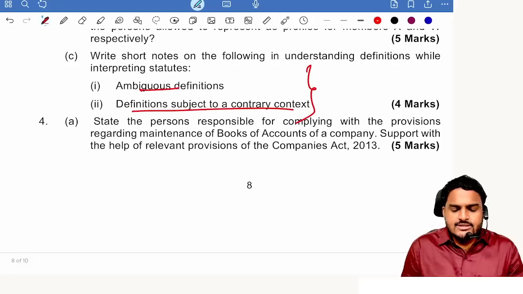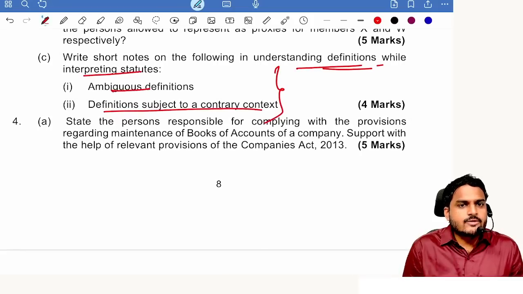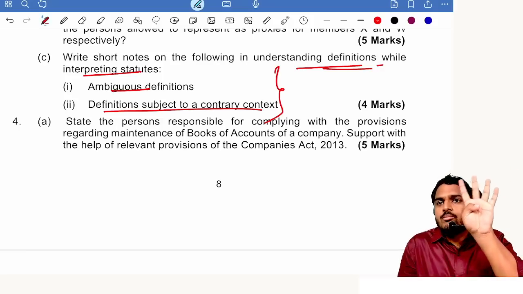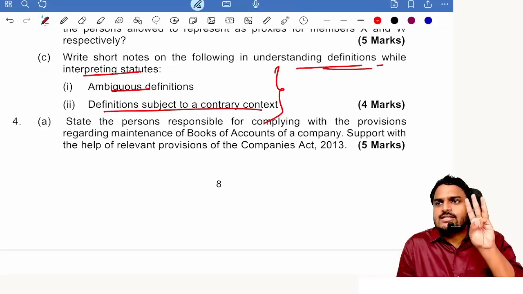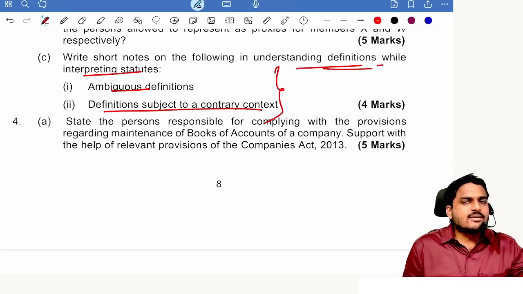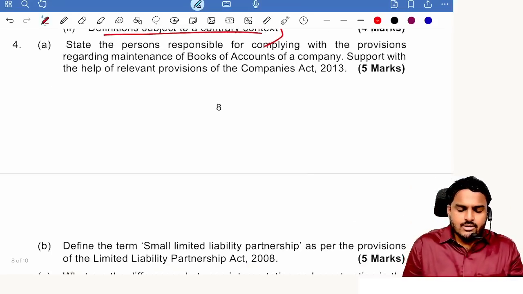Next, ambiguous definitions subject to contrary context. So just write out definitions, understanding definitions while interpreting this statute. Next, 4th question. State the persons responsible for companies with provisions regarding maintenance of books of accounts. 4 persons, not the board: MD, whole-time director in charge of finance, CFO, any person authorized by the board. If it is financial statements, 1 more will come: all directors in the absence of the above people.